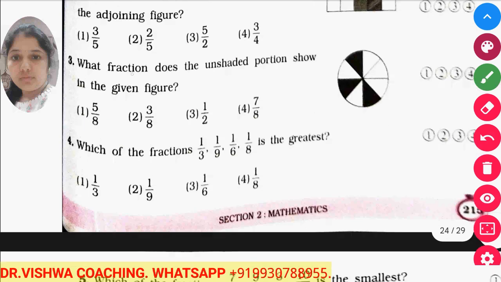Okay, now the next one. What fraction does the unshaded portion show in the given figure? So this one is for your homework.